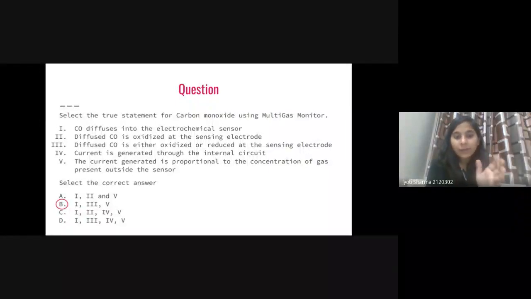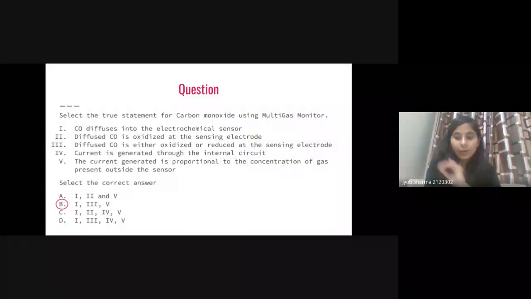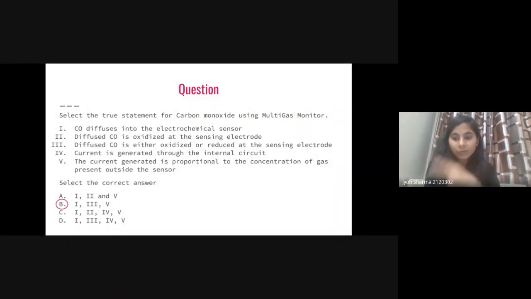Okay, then if there is one oxidation and reduction, the circuit can be completed by the oxidation and reduction, but the current will be given through the external circuit. So you have some external circuit from where you will give the current. So right now there is a closed circuit, and the moving electron is here. Okay, and then how much current is generated? This will be dependent on the concentration of the gas that we have present outside the sensor. So that's why answers first, third, and fifth should be right.